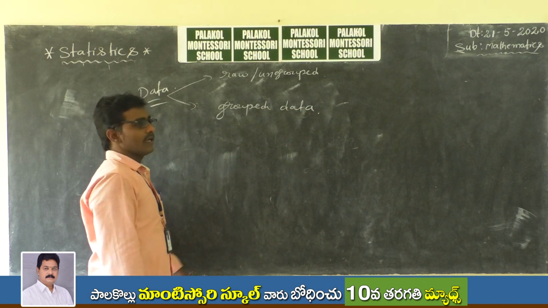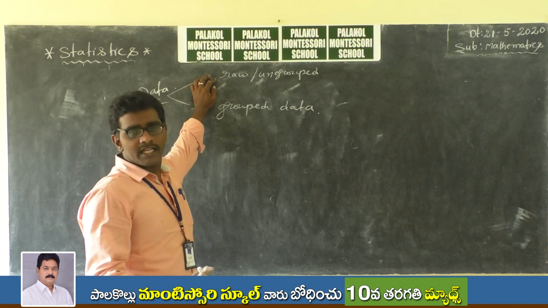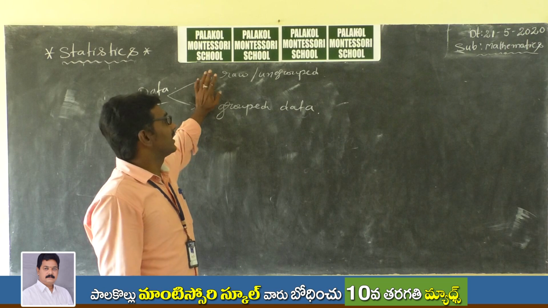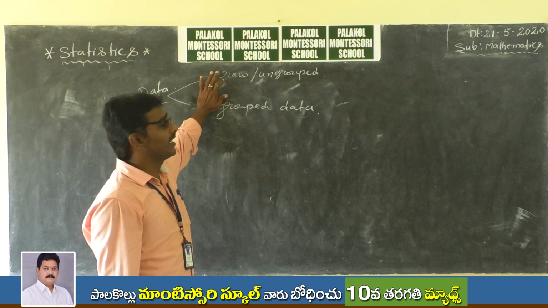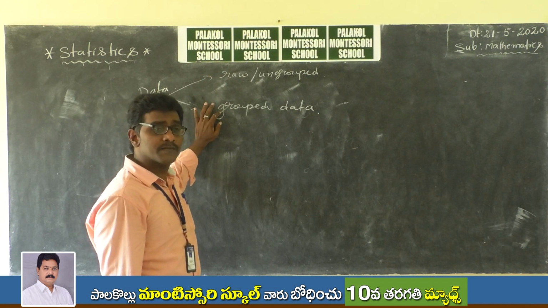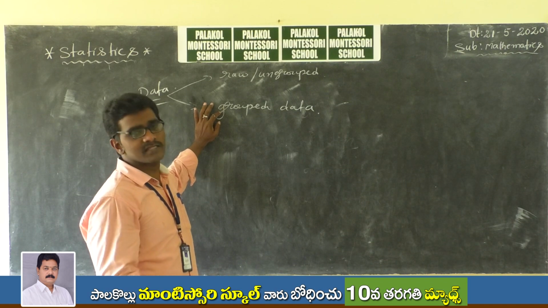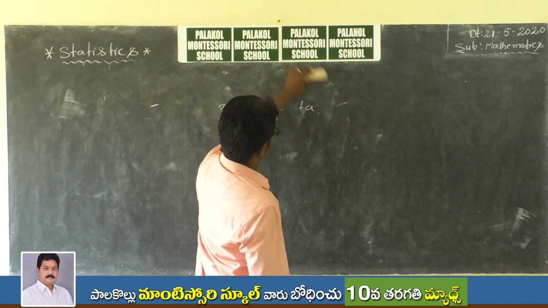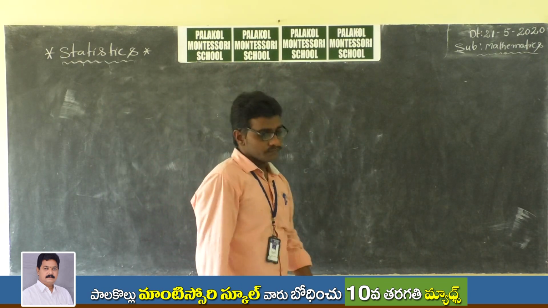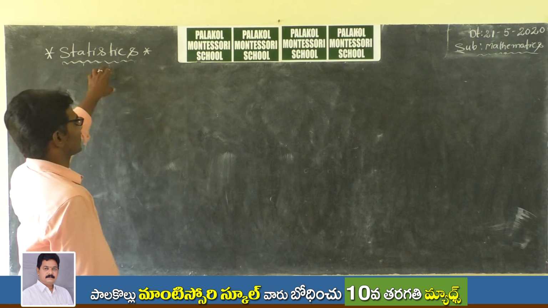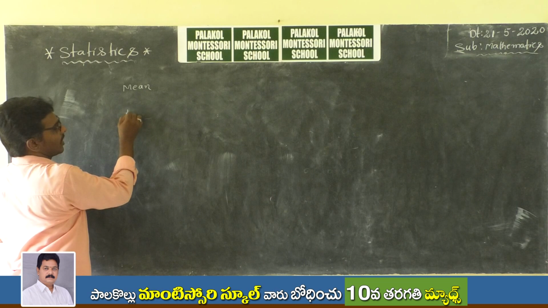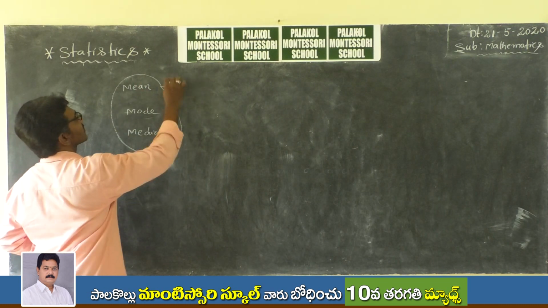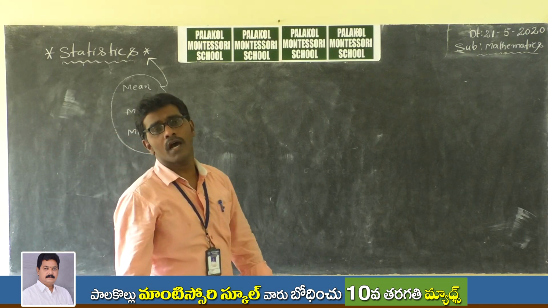Okay, guys. So the data is again two types. One is the raw data. It is not classified; you are just gathering the actual information randomly. That is called raw data or ungrouped data. In grouped data, a specific classification is there, mentioned as class intervals. Now discuss three methods of statistics: mean, mode, and median. These three methods are discussed for grouped data and ungrouped data.